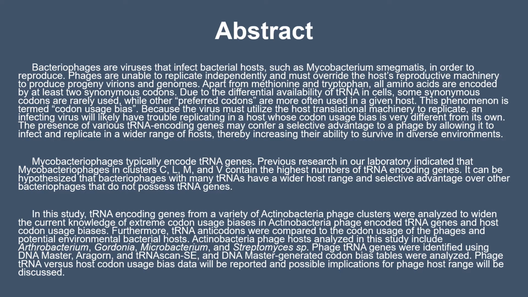The presence of various tRNA encoding genes may confer a selective advantage to a phage by allowing it to infect and replicate in a wider range of hosts, thereby increasing their ability to survive in diverse environments. In this study, tRNA encoding genes from a variety of phage clusters are analyzed to widen the current knowledge of extreme codon usage biases in phage-encoded tRNA genes and host codon usage biases. Furthermore, tRNA anticodons were compared to the codon usage of the phages and potential environmental bacterial hosts.